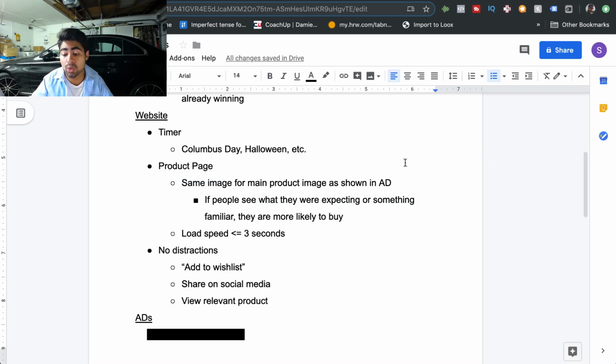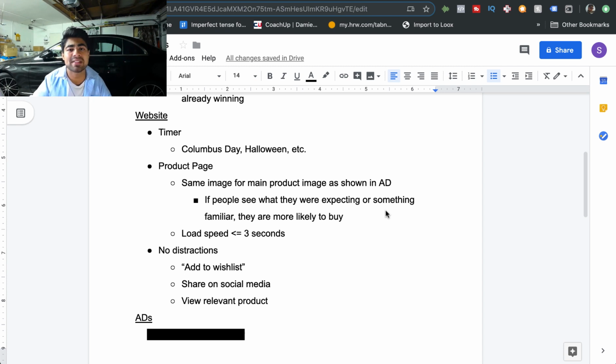But if you go back to this Google Doc, speaking about the product page itself, one thing I did to really improve my conversion rate is that I used the same image on my product page as I was using for my advertisements. So the main image was the exact same one as my ads. The reason why I recommend this is because I've noticed that if people see something they were already expecting, something familiar, they're much more likely to buy than if they see something completely different.